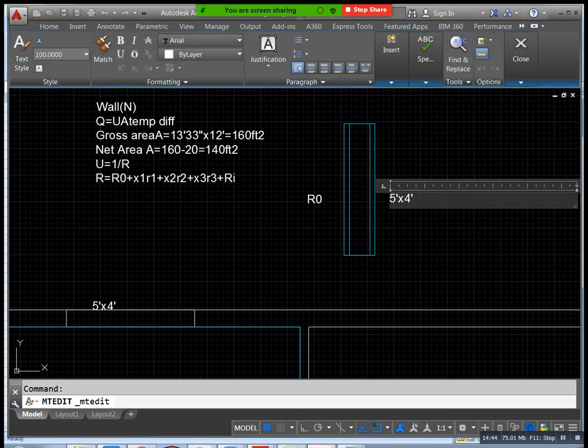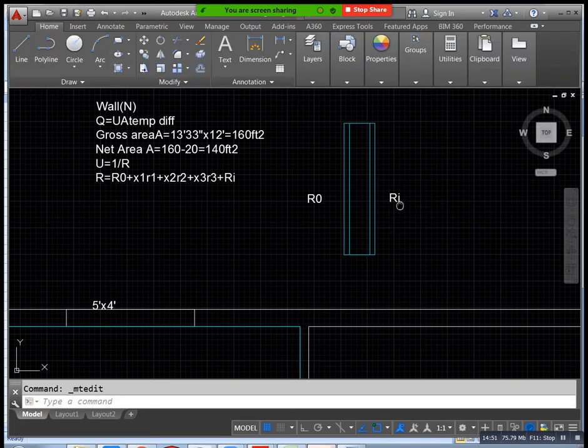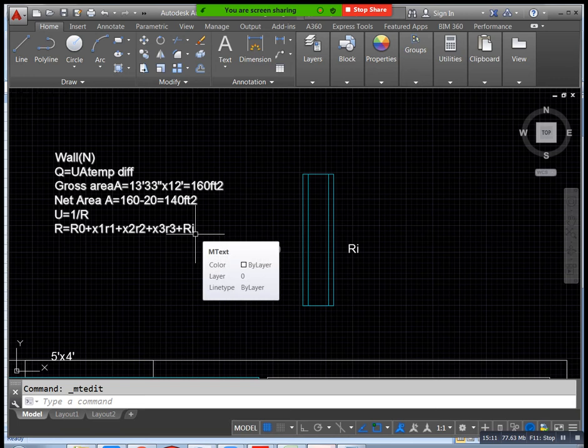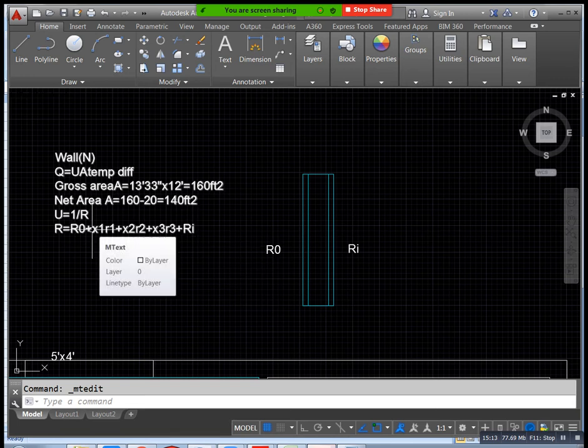We have RO. RO means outside air film resistance. This outside air film resistance standard you can take as 0.25, and RI you can mention 0.68. Why do we need to mention it like this? Outside we don't have any restrictions for air moving, but inside we have restrictions: walls, windows, doors. These all are restrictions for air moving. That's why inside we have a higher value, outside we have a lower value.